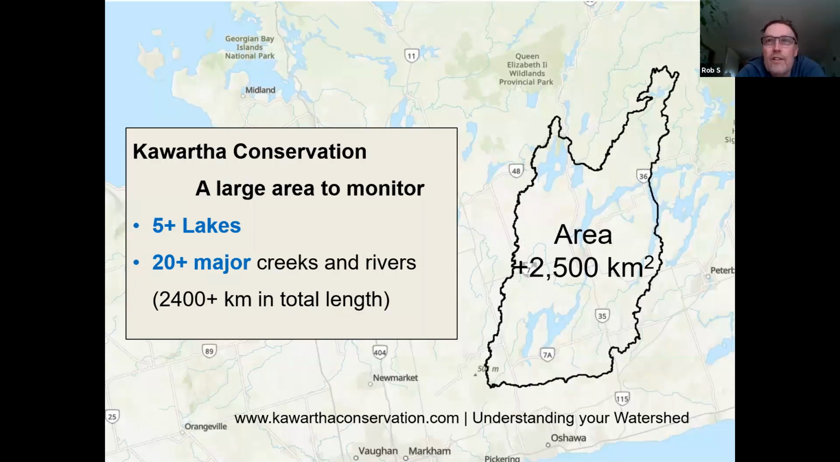So for Kawartha Conservation specifically, citizen science really helps us because we have a large area that we monitor. Our jurisdiction is over 2,500 square kilometers, and that includes 5 lakes and over 20 major creeks and rivers. And when you tally up the length of all the streams and rivers, it's over 2,400 kilometers. So that's a lot of area for our staff to cover. If we can include the public in some of our projects and have them assist us, it vastly increases the scope of area that we can collect data on.